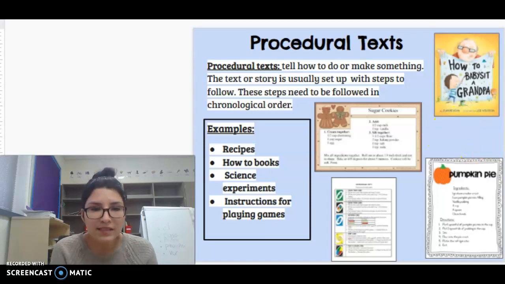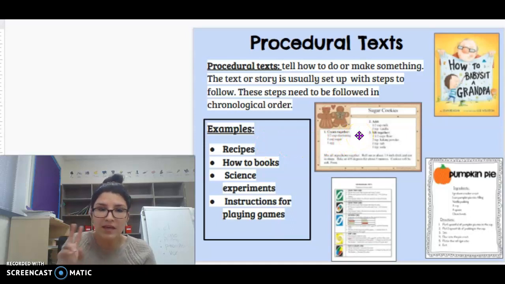So, what are some examples of procedural texts? Well, we have recipes, how-to books, science experiments, and instructions for playing different games. So I have a couple of pictures right here. Well, recipes. Whenever we see a recipe, whether it's for baking or for making a meal, there are steps that the baker or the cook need to follow.